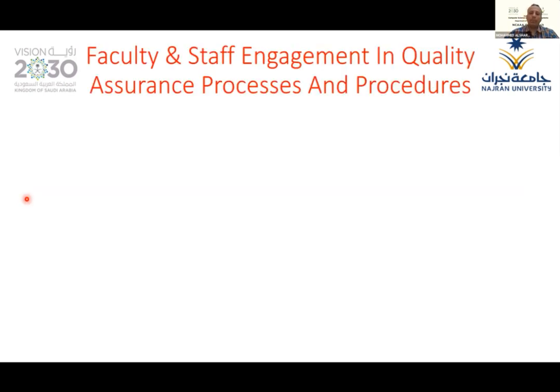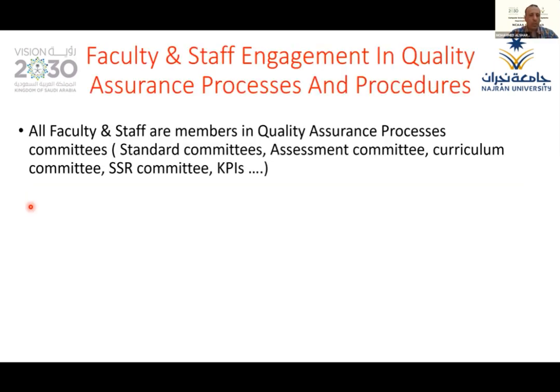So the most important thing is what we wrote in the SSR and what was really implemented in our programs and college. Our faculty, and the staff not that much, but the faculty really are members in the quality assurance process. Staff, and sometimes we ask Abu Muhammad and his team to work with us on something, but for the faculty, all of them were really working in our quality assurance process committees. We have standard committees. In each program, we have 6 standard committees. Each member in the program is a member there.